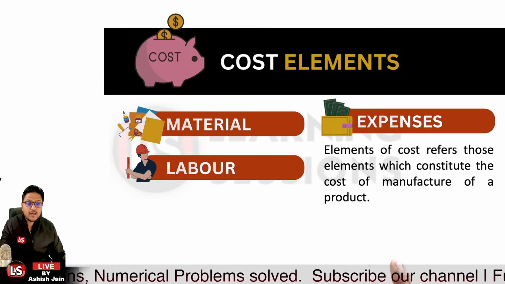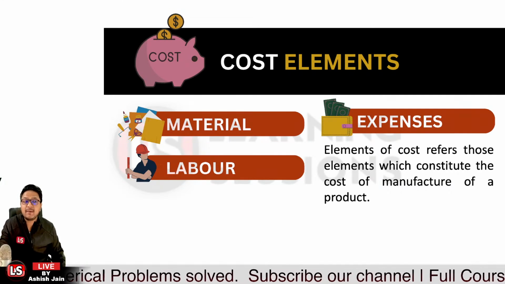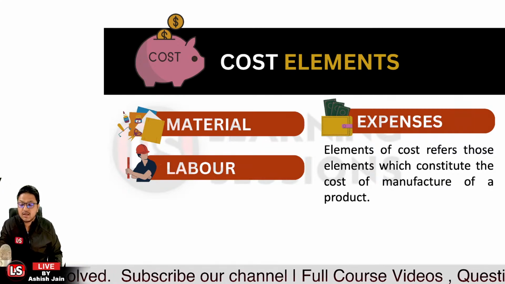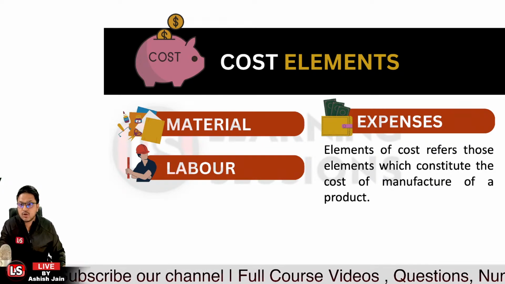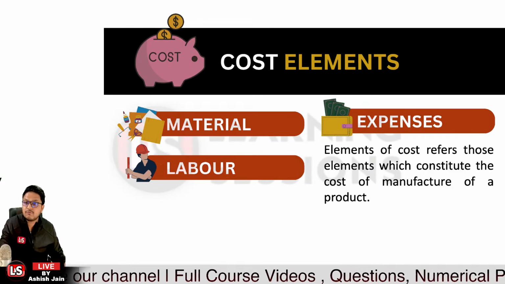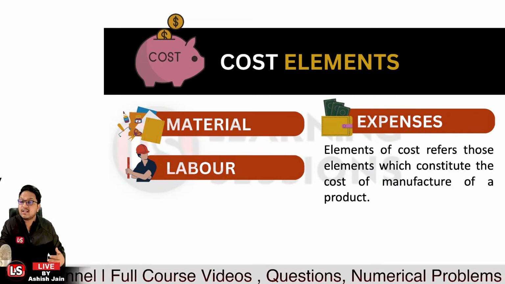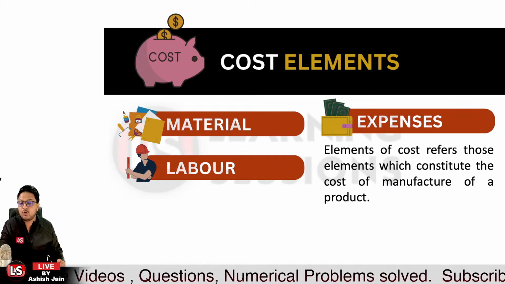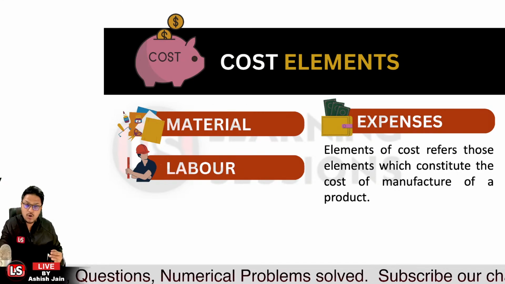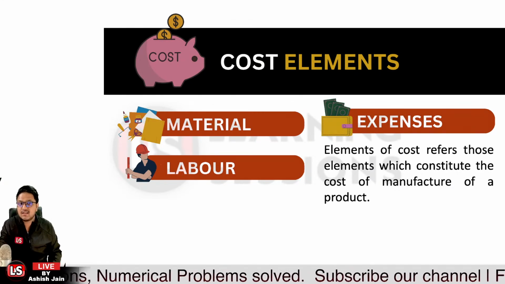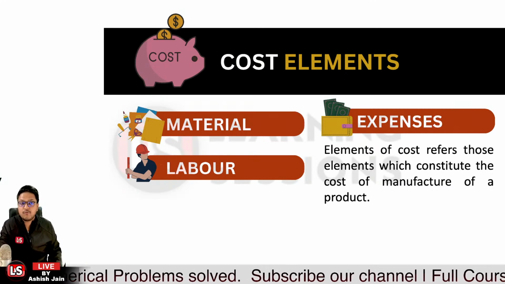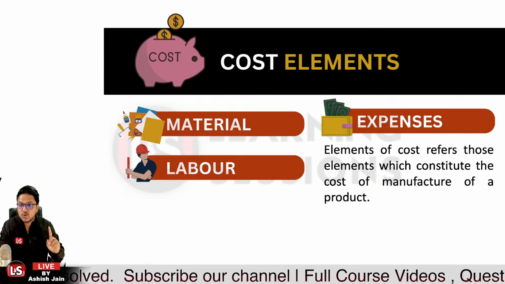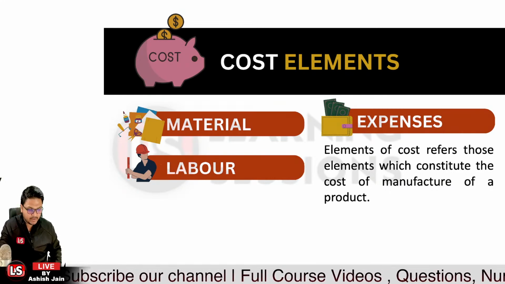expenses related to it. Okay, so elements of cost refers to those elements which constitute the cost of a manufactured product. Whenever you manufacture a product, it's not like you are just spending on the raw material. You also have to spend on the labor or the workforce. You also have other expenses which may be related to building rent, electricity, or carriage inward. So these are the three elements of the cost. First, material. Second, labor, and the third one, expenses. We will be discussing them in detail.